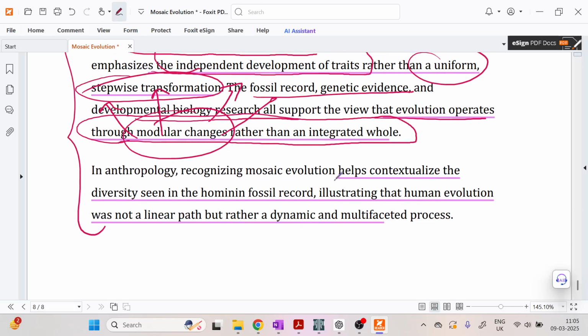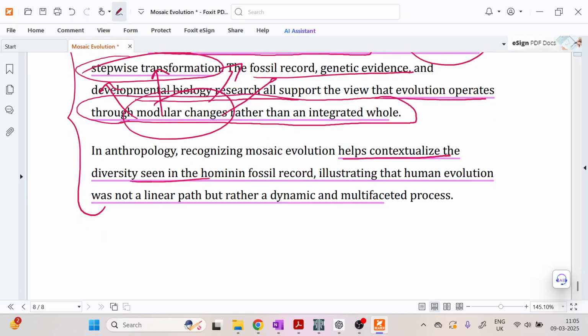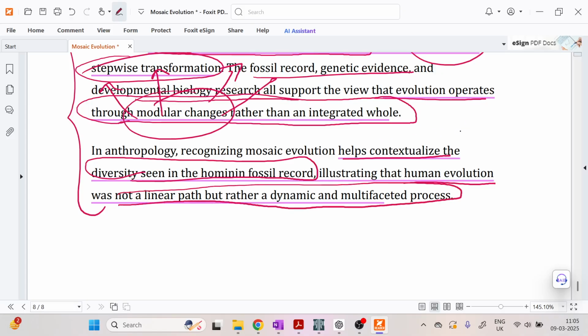So in anthropology, recognizing mosaic evolution it helped contextualize the diversity seen in hominin fossil record, which illustrate that human evolution was not a linear but a dynamic and multifaceted approach.